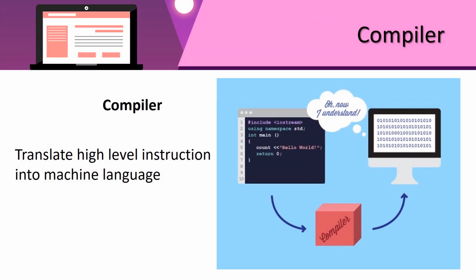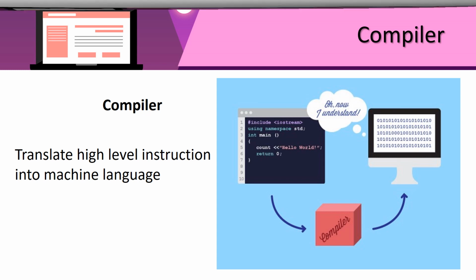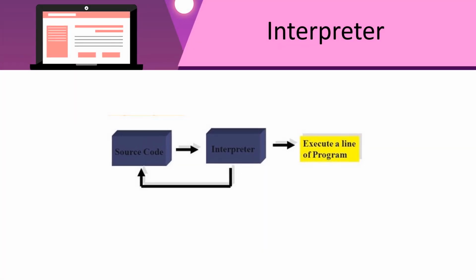Most of the time I use the word compiler. What does it mean? The compiler translates the high level instructions into machine language. That is, it translates the source code into machine code. The next one is the interpreter. In this concept, the source code is translated into intermediate code. Then the interpreter will execute each and every line of the program one by one.